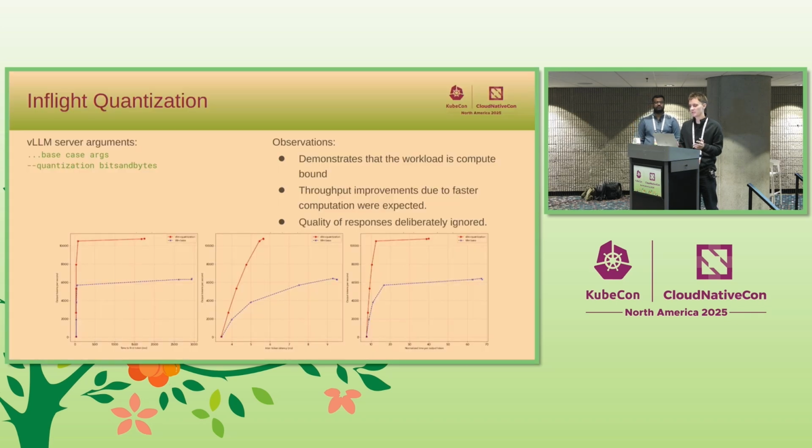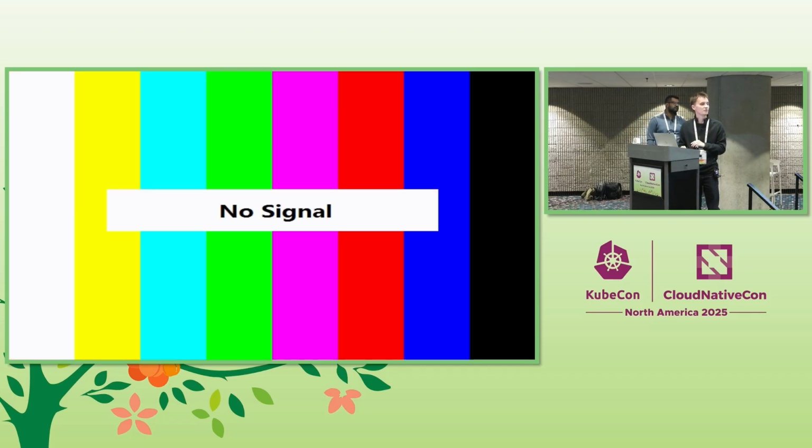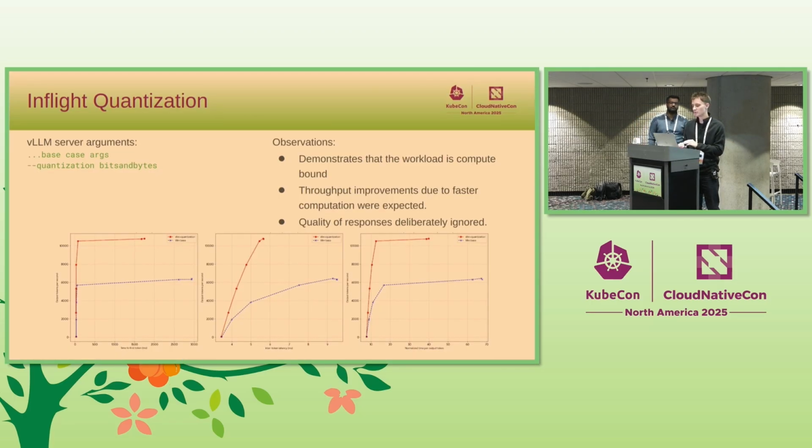Again, a little bit of background: quantization allows for faster computation. So on a compute-bound workload, we expected to see stronger improvements, and the data agrees with this. And again, one thing to call out here is even though we are seeing improvements in performance, we are deliberately ignoring the quality of responses because inference perf is not a qualitative benchmarking tool.